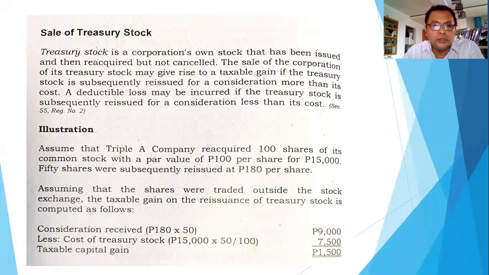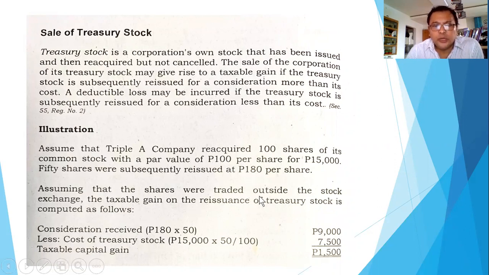Example, assume that AAA company reacquired 100 shares of its common stock with a par value of 100 pesos per share for 15,000 pesos. So 50 shares were subsequently reissued at 180 per share. So it has reacquired 100 shares and the par value of each share is 100 pesos. But its acquisition cost is 15,000. And then 50 shares were reissued, so meaning it is sold at 180 pesos per share. So there's a gain, of course, it's higher, 180.